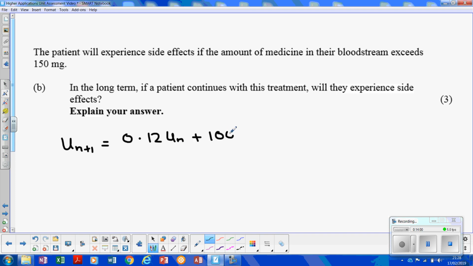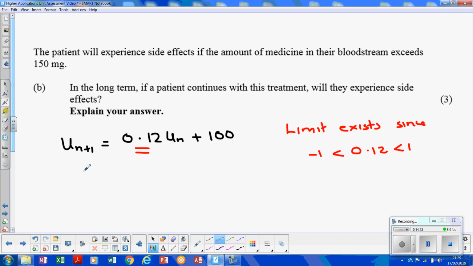So what we want to do is find out if a limit exists, and it does, because this number here is between minus 1 and 1. So you have to state that. So limit exists since 0.12 is between minus 1 and 1. Now we're going to work out the limit.